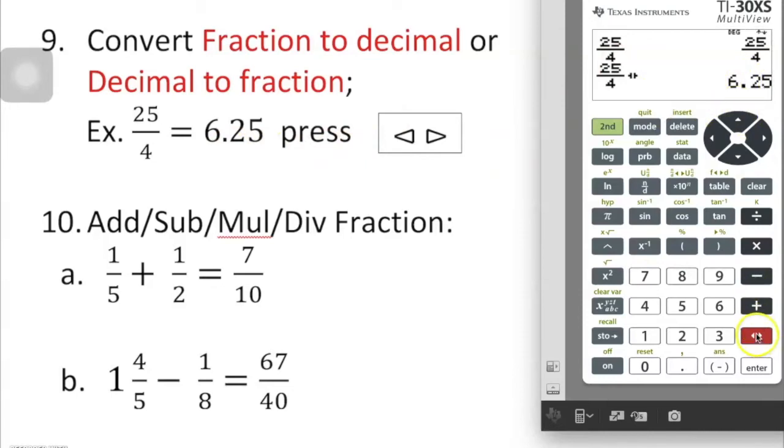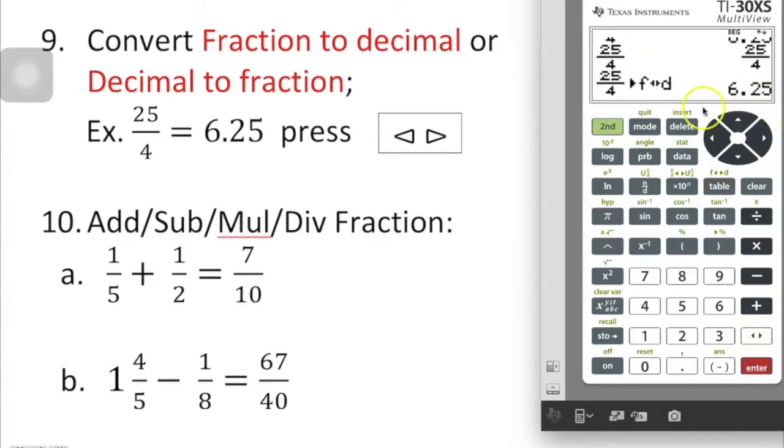This is a conversion. Now, there is another way to convert it. 25/4. Enter. Now, fraction to decimal. This is a fraction. We're looking for decimal. So this is a fraction to decimal. So I do second table. Enter. I can do that also. Okay, so whatever you like, you can do that.